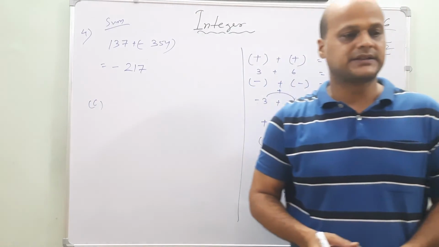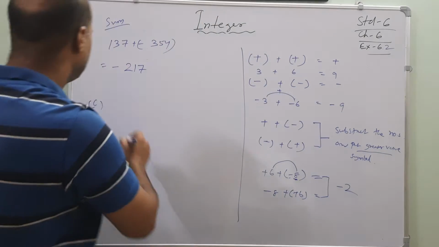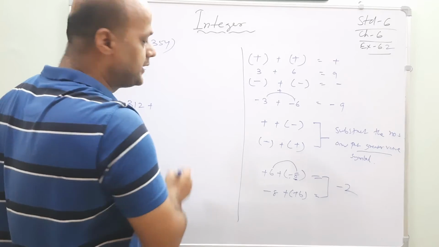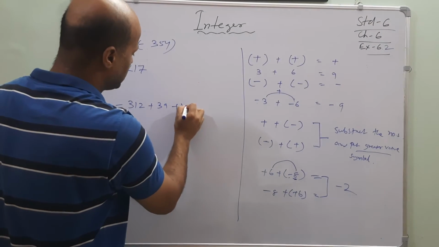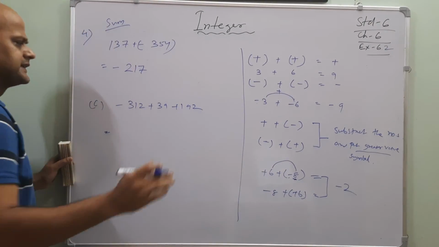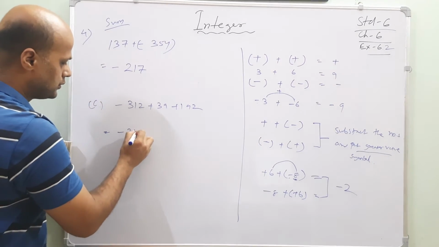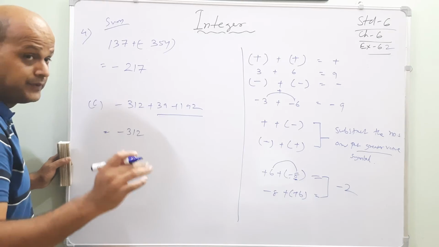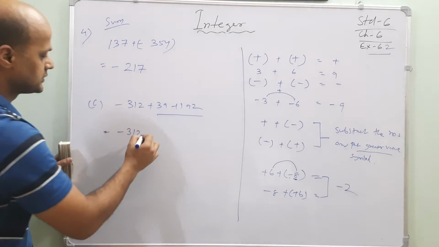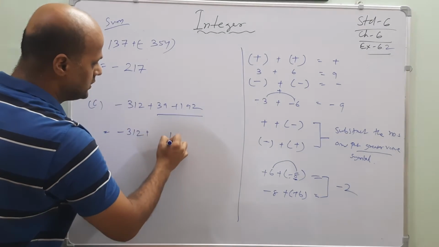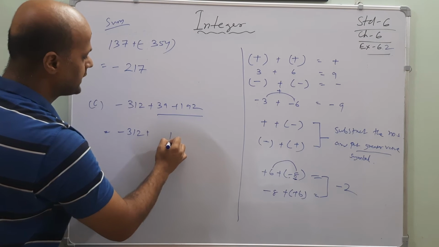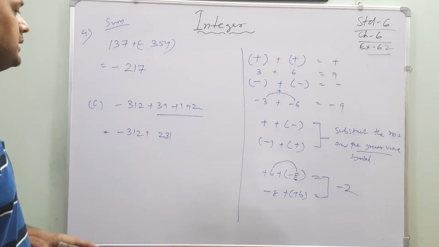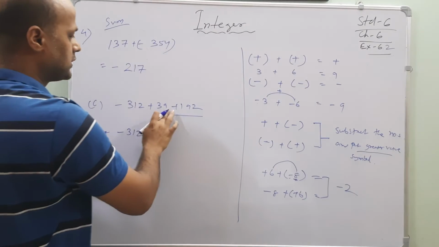It's saying that minus 312 plus 39 plus 192. Now in this case what you have to do? Add these two numbers because these two are positive integers. So add it. How much? 231. Okay?